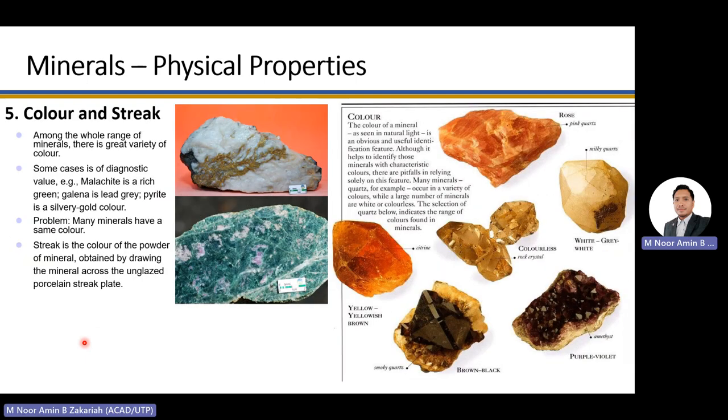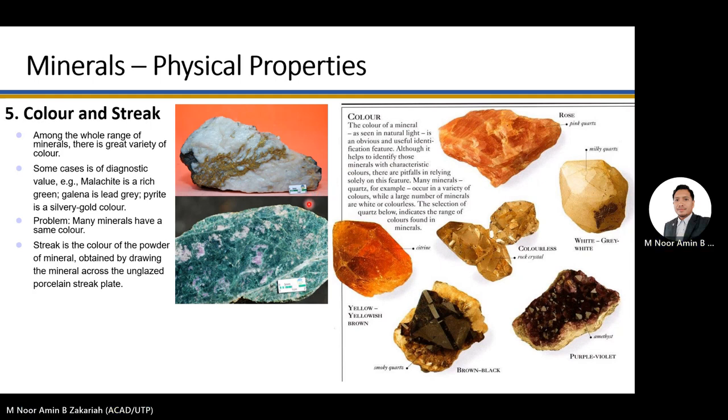And now we move into the color of minerals. The color of a mineral is one of its most noticeable properties, but it's not always a reliable characteristic for identification. Some minerals may have distinctive colors, while others can occur in various colors due to impurities or other factors. For example, malachite. Malachite is a copper carbonate mineral that is typically a rich green color.